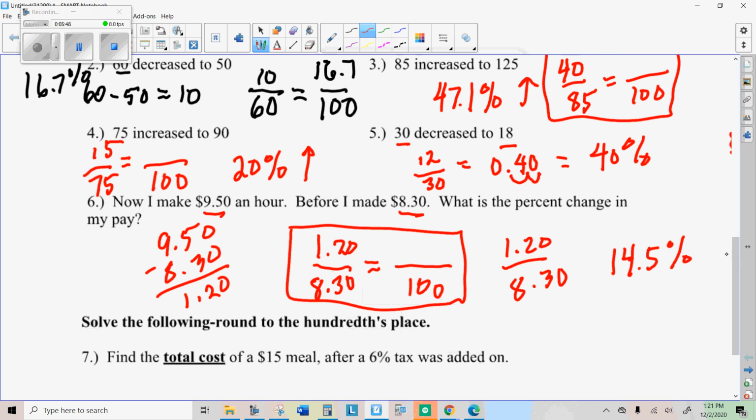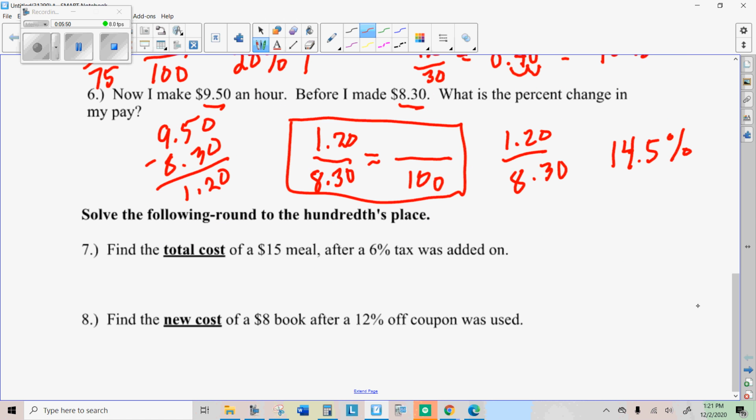All right, for these next couple problems, we are actually going to increase or decrease by that amount. And again, we're going to have to add or subtract to do this.